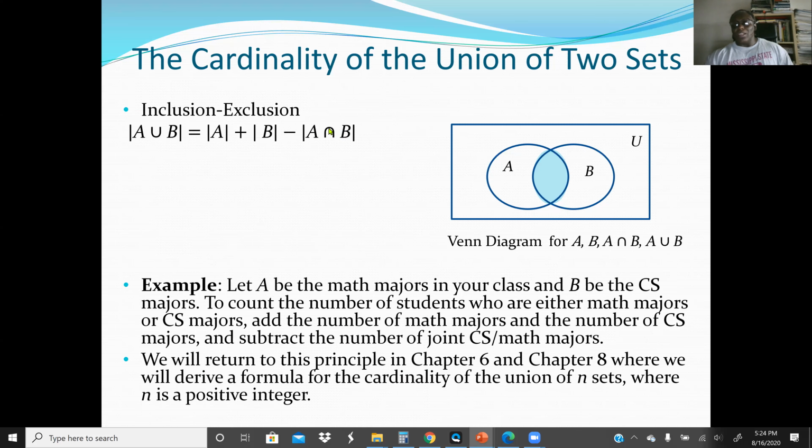Because cardinality is the number of elements in a set, if I'm trying to find out how many elements are in a set A union B, then I'll count all the elements that are in A and all the elements that are in B. Then if there's any element that is in both A and B, I'll subtract that element once from it.